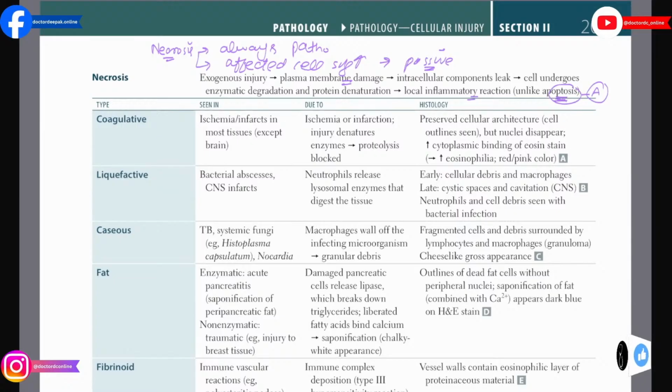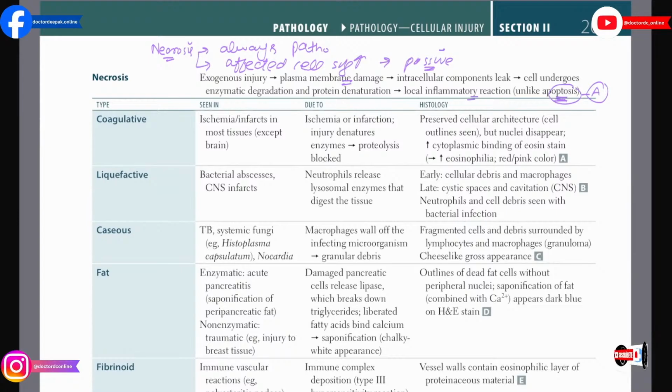Let's suppose if I say plasma membrane damage, you have to understand it is a type of necrosis in which the plasma membrane gets damaged, and after the plasma membrane damage, what will happen? Intracellular components will leak, and when they leak, they come outside, they start degrading things, and proteins become denatured, and that will lead to a local inflammatory reaction.